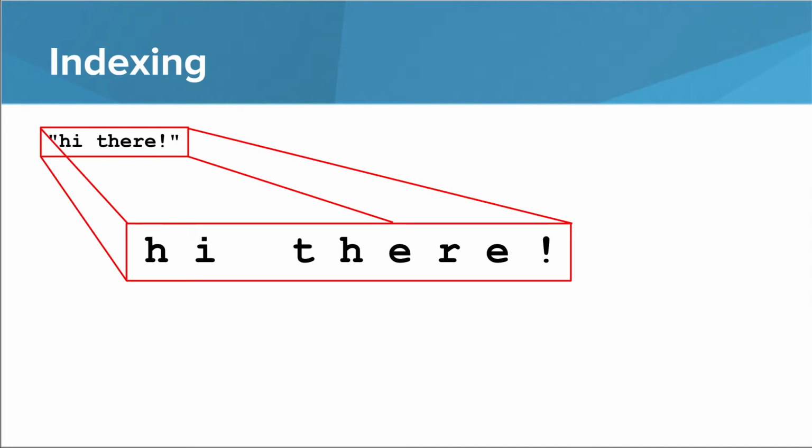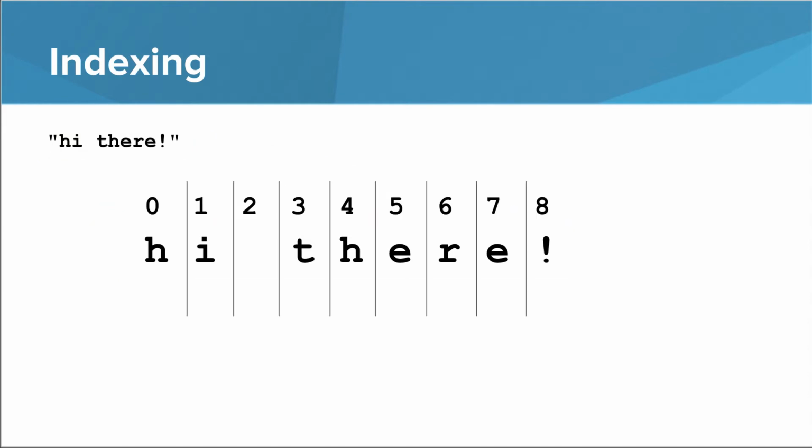There we go. We can see that this string has a total of 9 characters: 7 letters, 1 space, and 1 exclamation point. Each character has what's called an index, which represents its position in the string. The indices start at 0. This is important to remember.